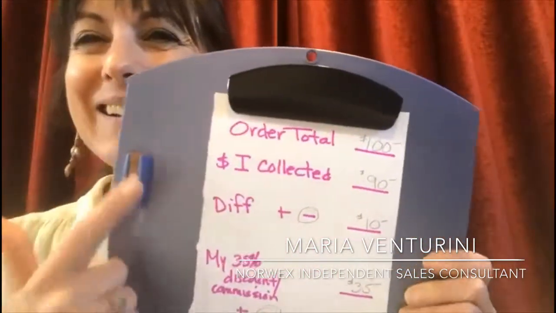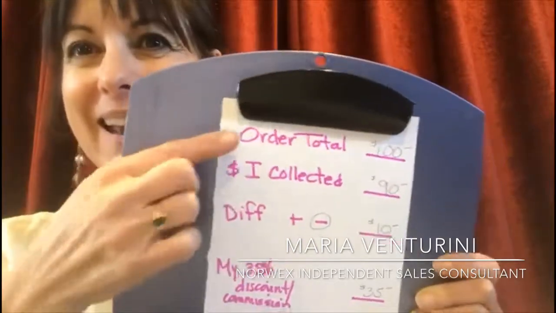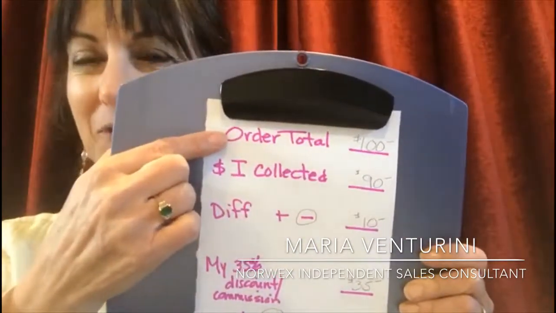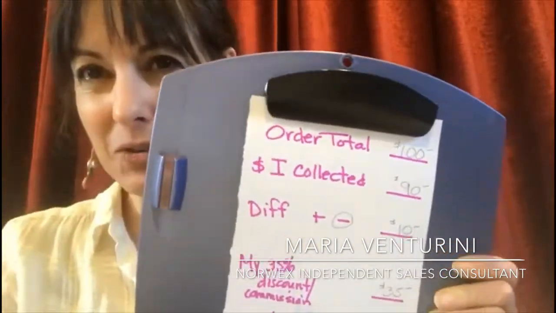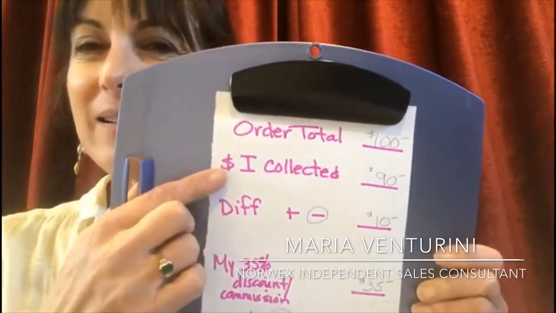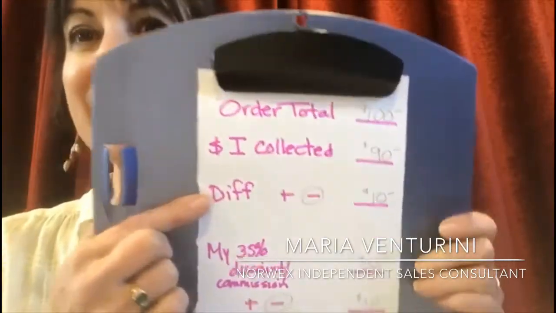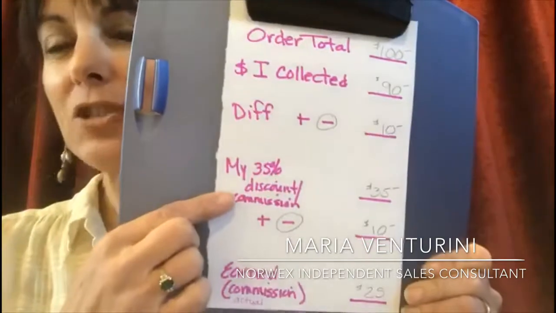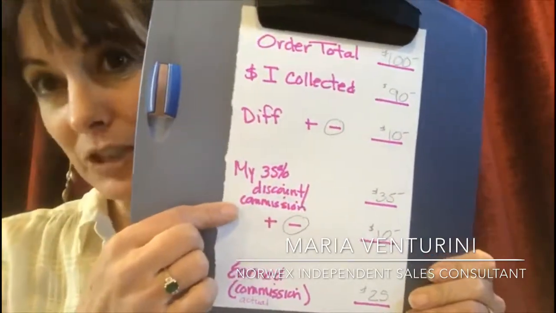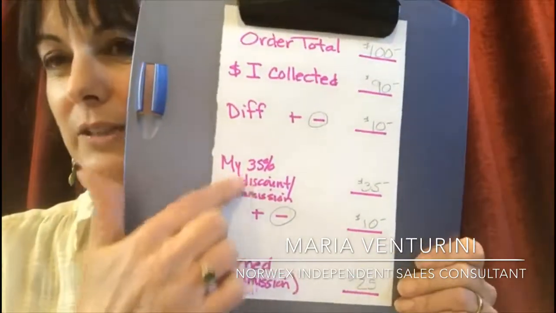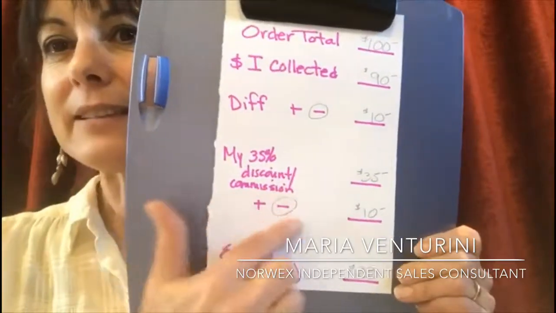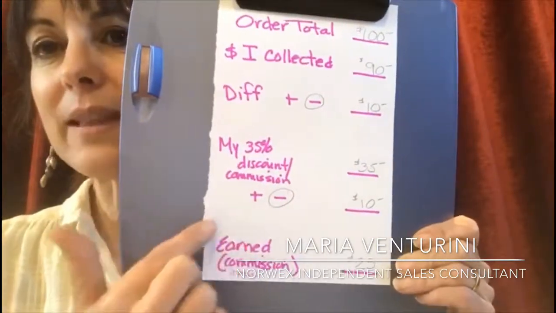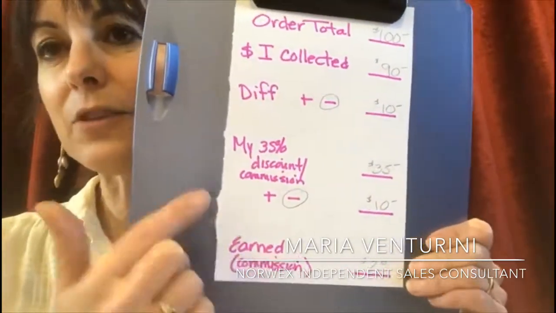And the information I collect for tax purposes and reporting is the order total for any order that I submitted to Norwex, the money I collected for that order, and the difference between them, my 35% discount or commission, and I use those two words interchangeably in this video, and the difference showing what my actual earning is for reporting purposes. So what does that mean?